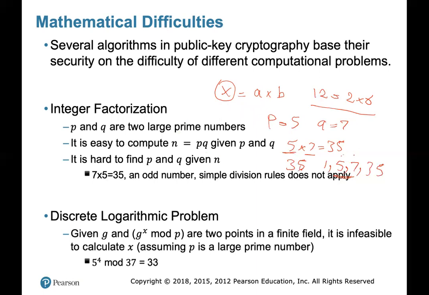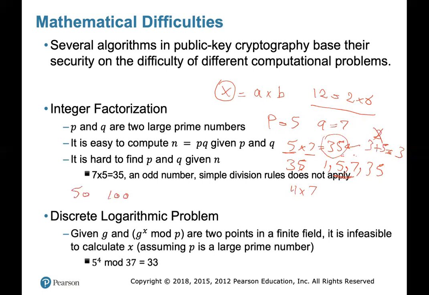So finding 5 and 7 for 35 takes the maximum number of computations, because you don't have any of those rules. This is not an even number, so you cannot say 2 is a divisor of this number. 3 plus 5, for example, doesn't equal any multiple of 3, so this number is not divisible by 3, and so on. So you, when I say you, I mean the attacker, will have to check every single number manually to see, for example, does 4 times 7 equal 35 or not, and so on. So it is computationally difficult. We're talking, in parentheses, about prime numbers with, for example, 50 digits or 100 digits.